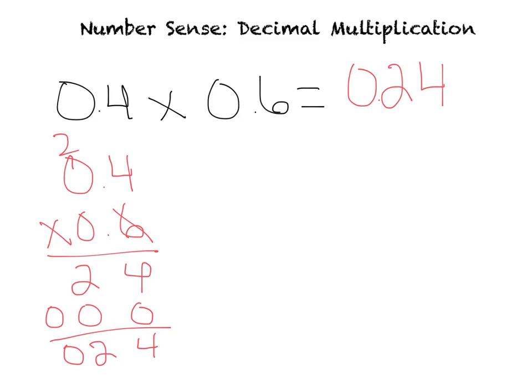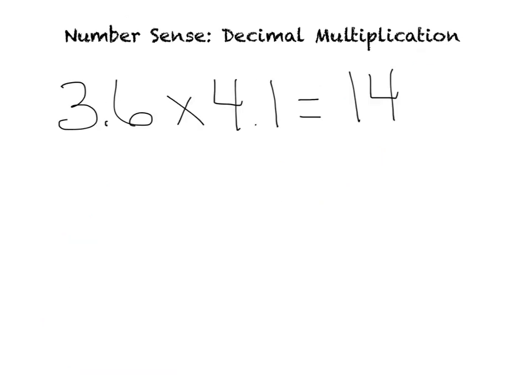So my final answer is 0.24. If you put 0.24, that is also fine. But 24 hundredths is correct. And that's all there is to it.